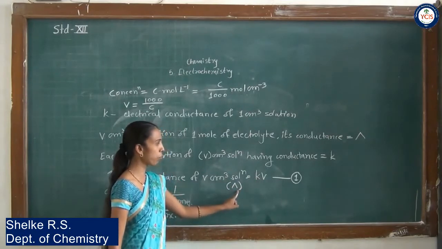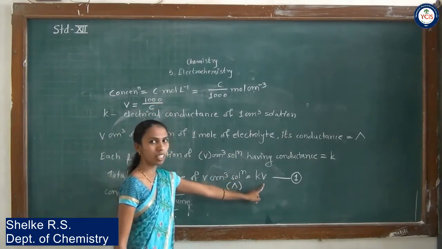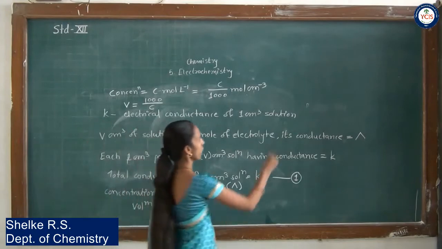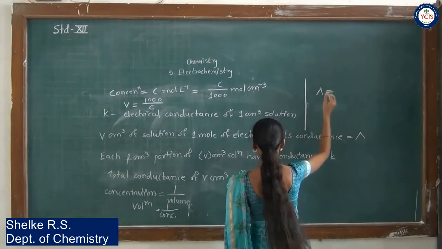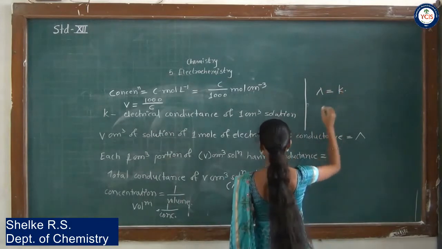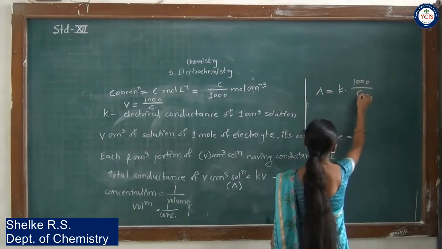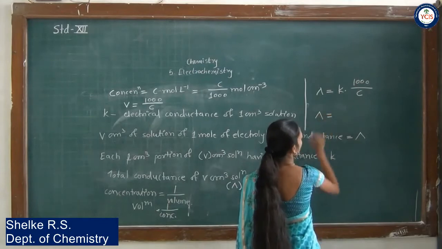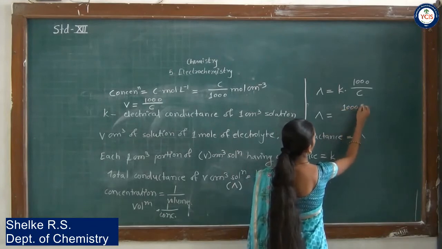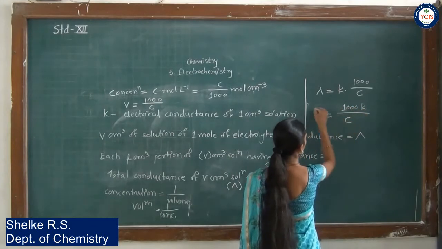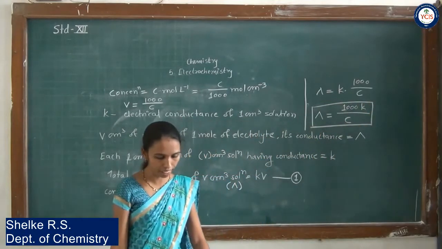In this equation number 1, the value of V that we found here, that is 1000 upon C, we just have to put into equation number 1. You will get the relation that lambda is equal to K into the value of V, that will be 1000 upon C. So finally we will get the relation: lambda, which is nothing but molar conductivity, is equal to 1000 into K upon C. So that is the relation between molar conductivity and the electrolytic conductivity.